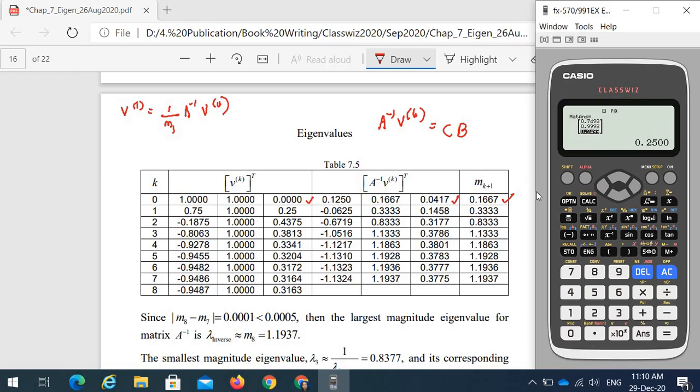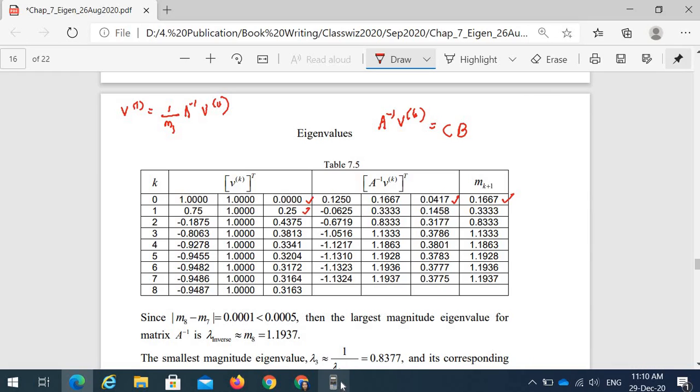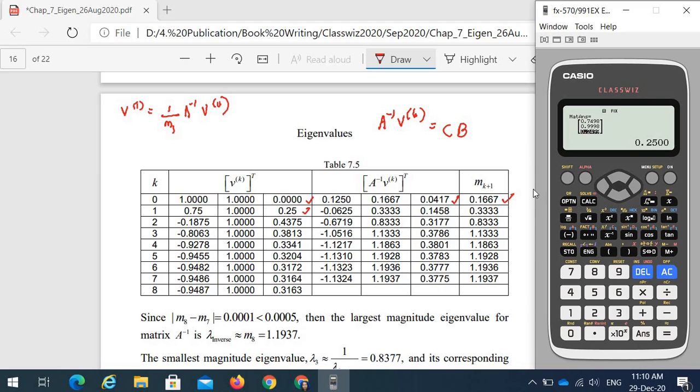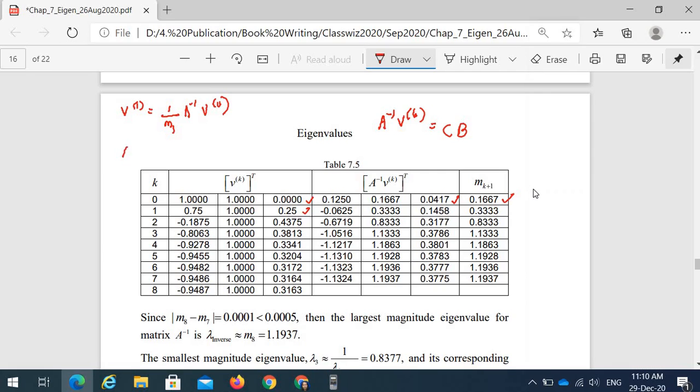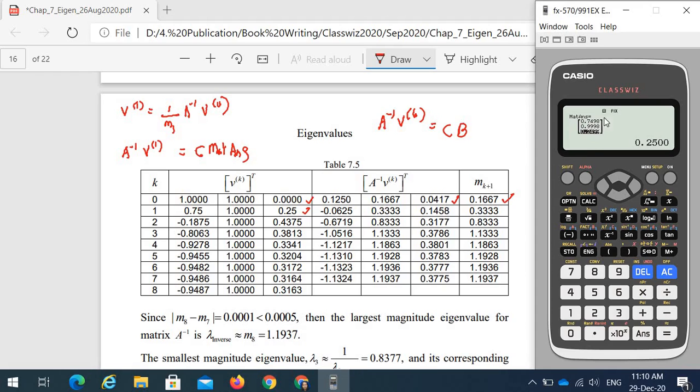0.25. This is a counting error. And then again, to get your A inverse V number 1, you will use back, find back the C. V1 is stored in the max answer. It's stored in max answer.